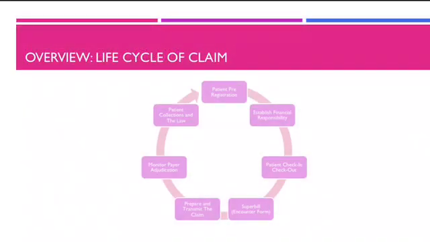There are 7 key components that make up the life cycle of claims, which includes patient pre-registration, establishing financial responsibility, patient check-in and check-out, Superbill or encounter form, preparing and transmitting the claim, monitoring payer adjudication, and patient collections and the law.